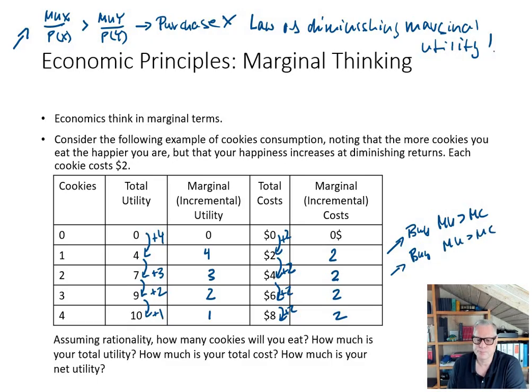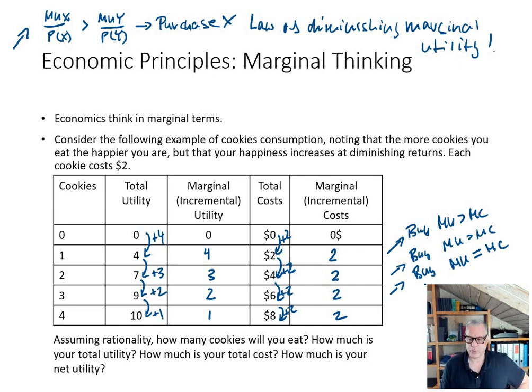What about a third cookie? Well, the third cookie gives you an extra utility of 2 because it increases your total utility from 7 to 9, so the marginal utility is 2, and you also have to pay 2. So you're technically indifferent, but economists like to say, in the case of indifference, we buy things. So in this case, we buy, because the third cookie gives us the same marginal utility as we have in marginal cost, because the marginal cost is always 2.